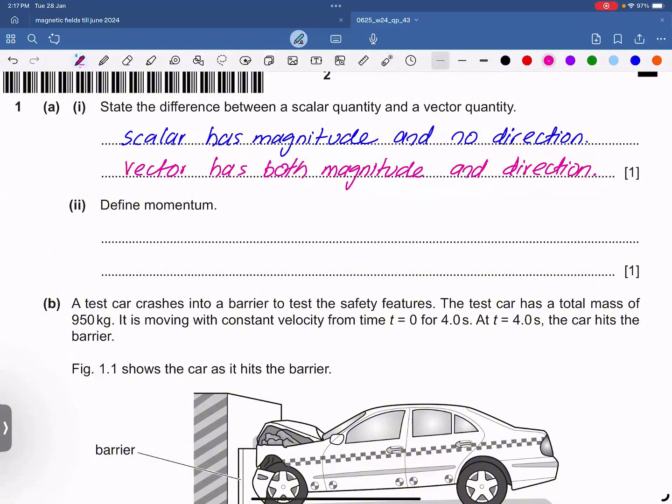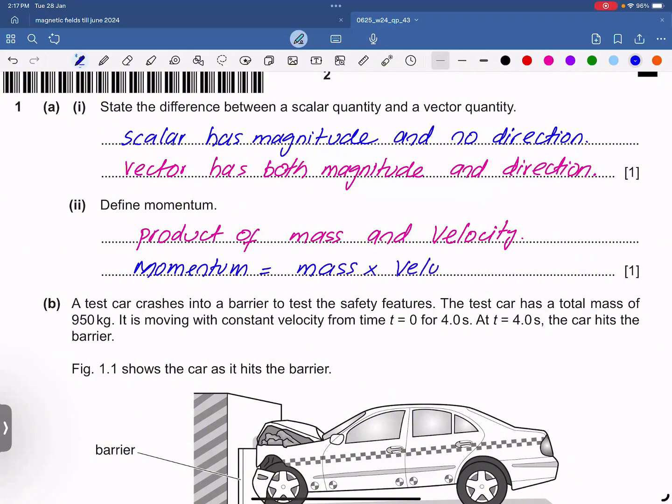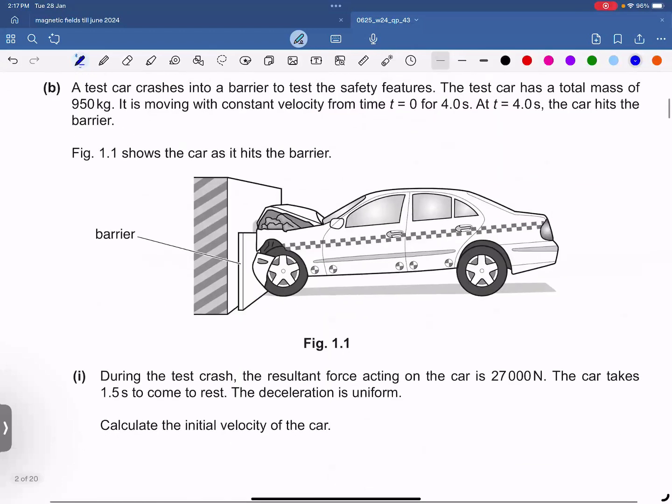Define momentum. You can say it's a product of mass and velocity. Those students who want to write like that, momentum is equal to mass multiplied by velocity, it is also correct. You cannot write symbol equations. Please avoid symbols. Let's read part 2.